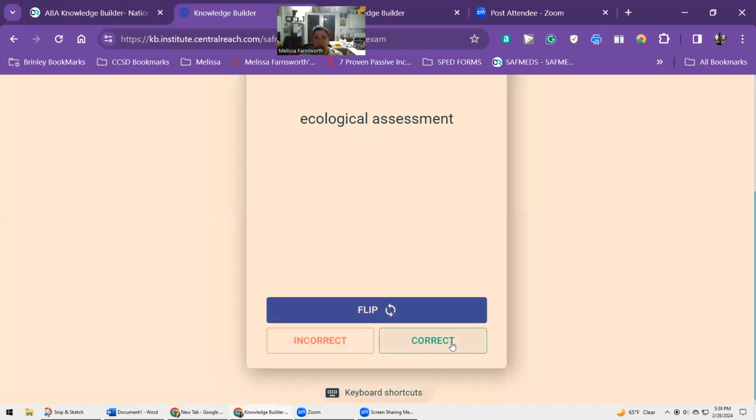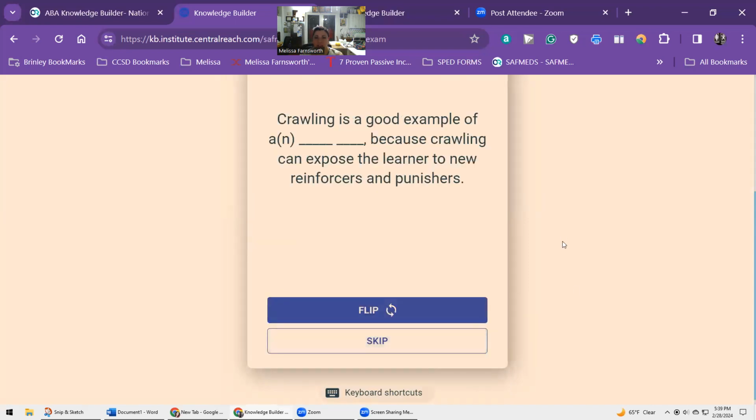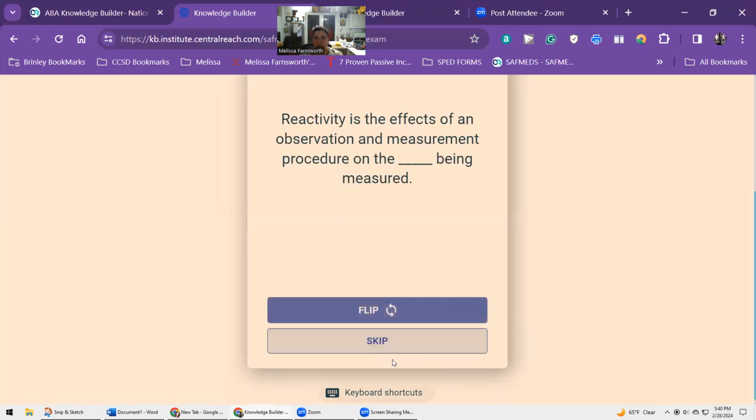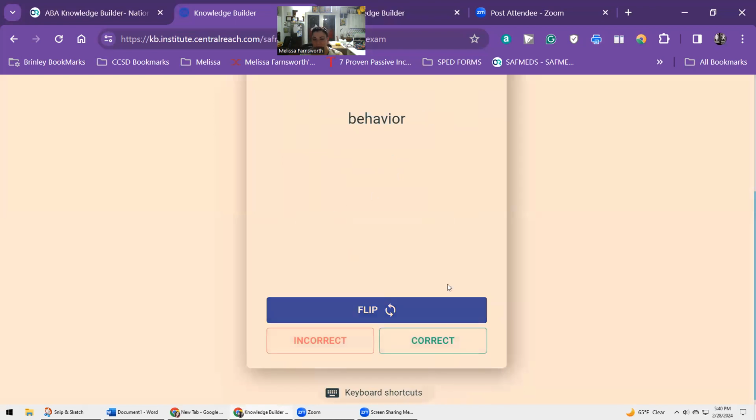Ecological assessment. Crawling is a good example of a blank because crawling can expose the learner to new reinforcers and punishers. Behavioral cusp. Reactivity is the effects of an observation and measurement procedure on the blank being measured. Behavior.